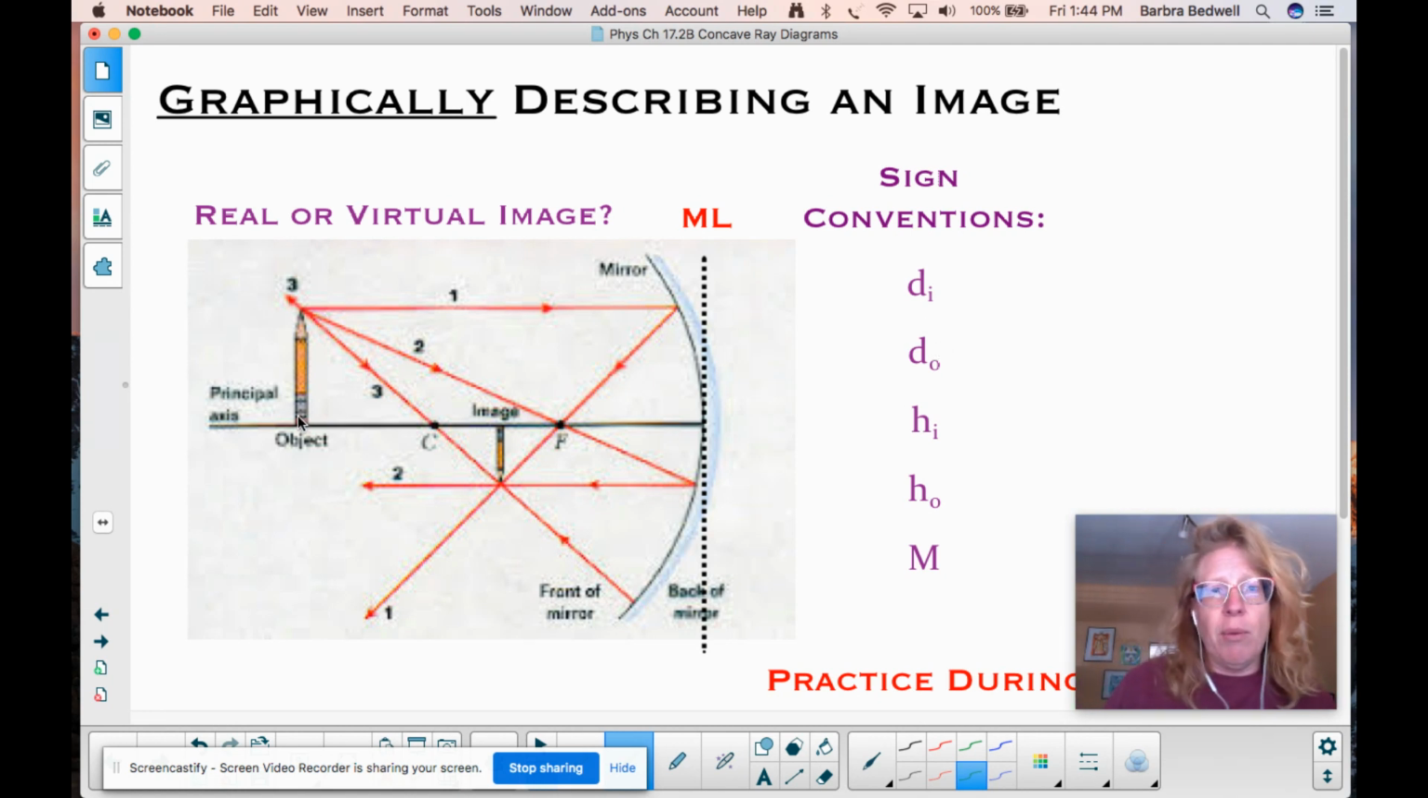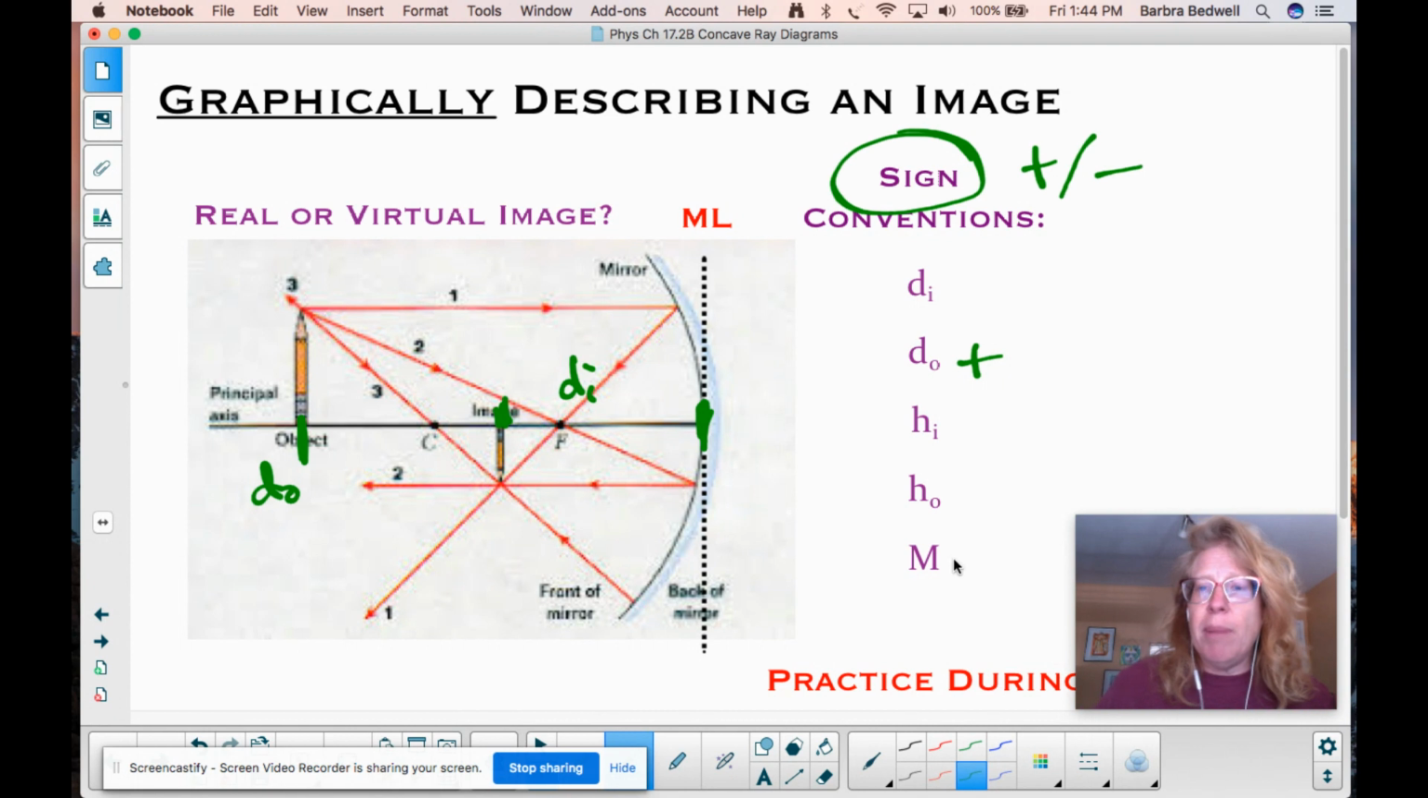So take a look at where DO is. DO is from the mirror to the object. So this to here would be considered to be DO. And from here to here, right, this little dot would be DI. So again, DO and DI. With these, DO is always given a positive value. And when I talk about sign conventions here, I'm talking about positive or negative signs.